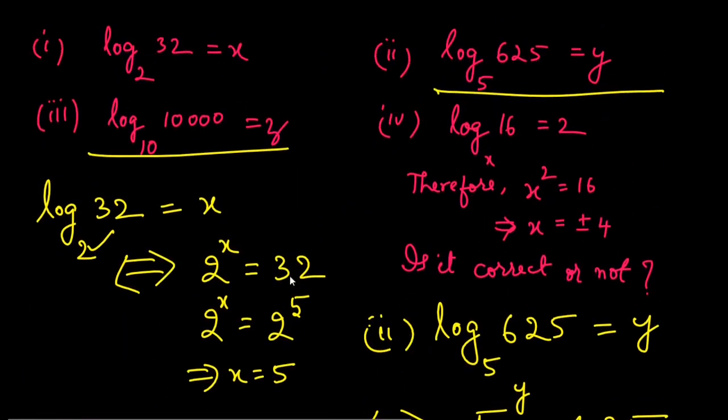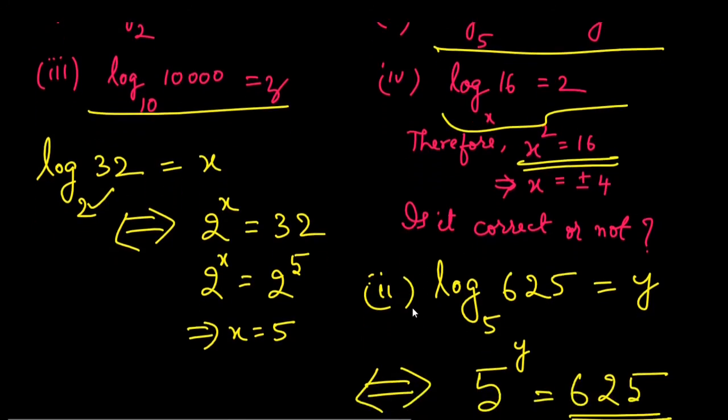Now, log of 16 to the base x is equal to 2. Therefore, x square is equal to 16, implies x is equal to plus or minus 4. X square is given here. That implies x is equal to plus or minus 4. Is it correct or not?